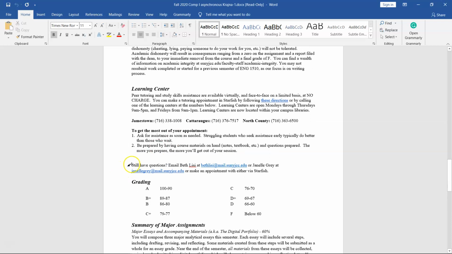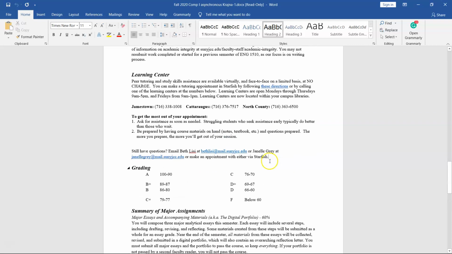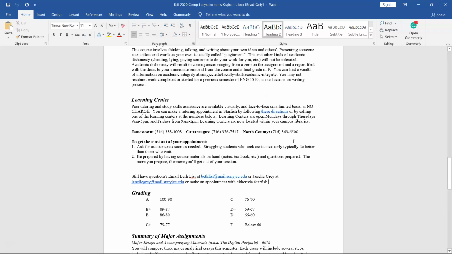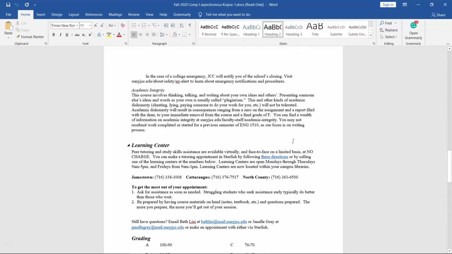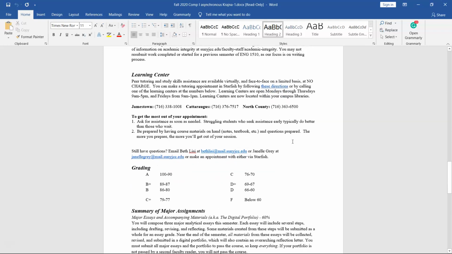If you have further questions about tutoring, you can email Beth Lacey or Janelle Gray and they will be happy to help you, or you can make an appointment through Starfish. Keep in mind, they do a lot of online tutoring. You can get a tutoring session done on the phone, through email, through Zoom, or whatever might work for you. They might be offering limited tutoring sessions in person, but the best way probably would be to email them and see what availability they might have.